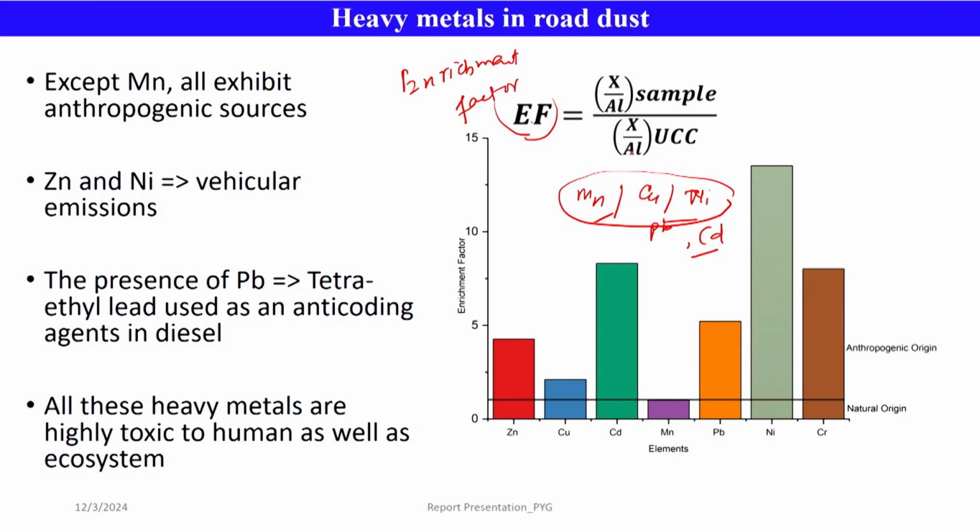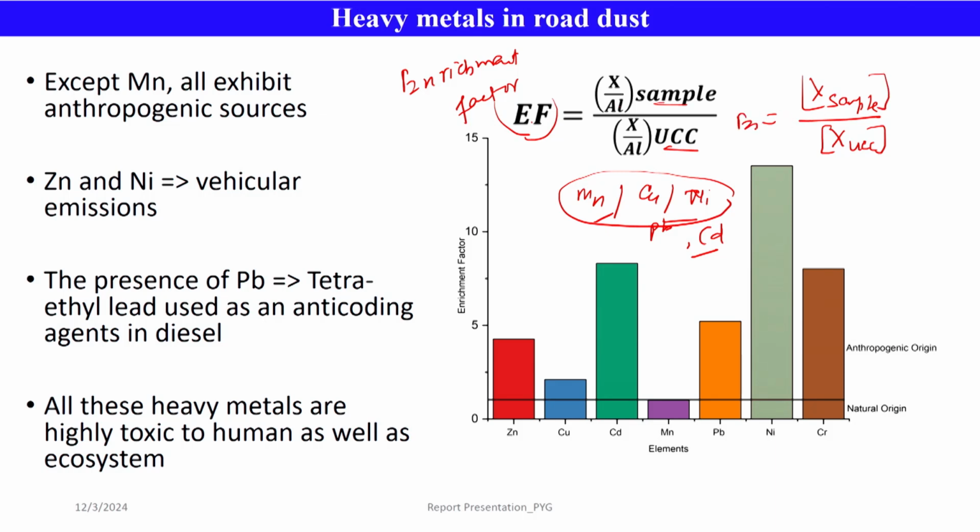Enrichment factor is the ratio of the element with respect to aluminum in the upper continental crust and the ratio of that element with respect to aluminum in the sample. So, as the name says, that is the enrichment factor. Basically, you might say, why do we not just take x in the sample, the concentration in the sample, and x in the upper continental crust.